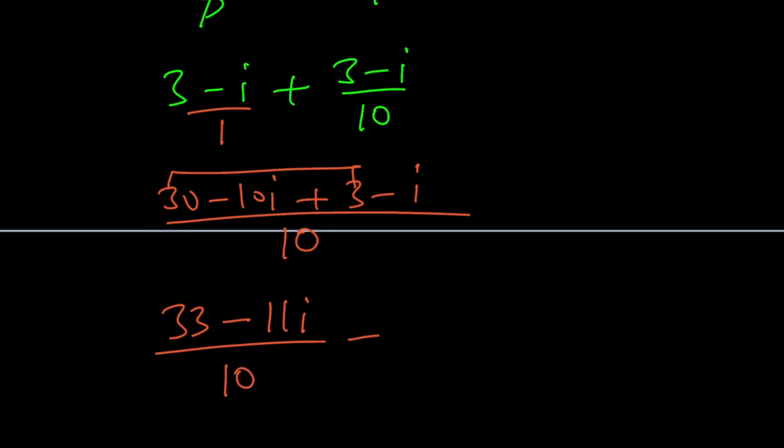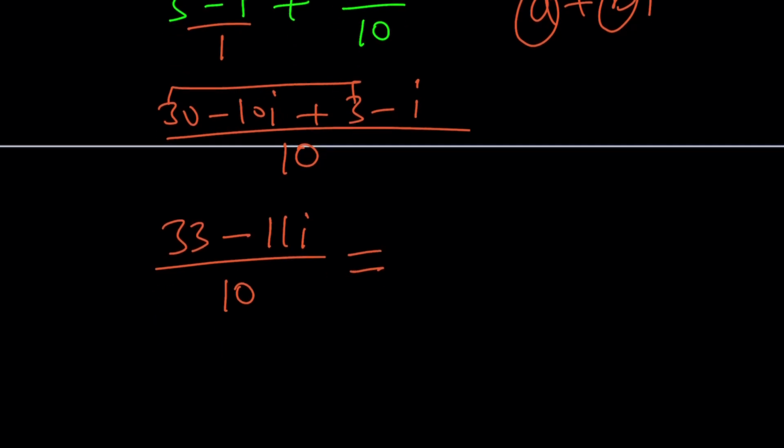But you want to write the answer in a standard form, which is a plus bi, where a is the real part and b is the imaginary part. Check out the lecture videos if you're not familiar with these concepts. Okay, how do you do this? You can go ahead and split this up into two fractions that are being subtracted, and that will be the answer in the simplest form.